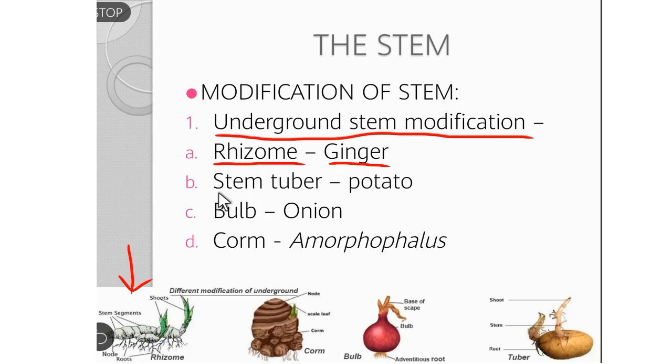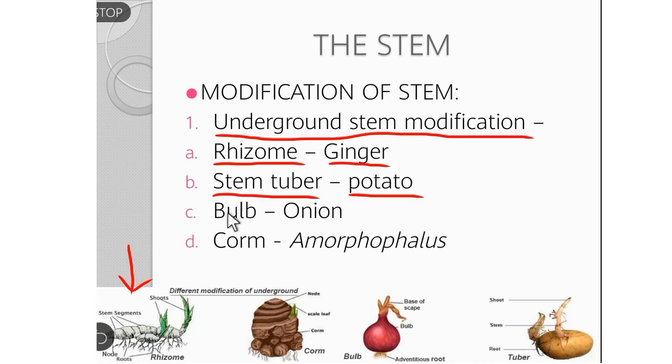Another modification is the stem tuber. Stem tuber is an underground stem modification. But what is the difference between a rhizome and a stem tuber? A stem tuber is also a rhizome, but of a bigger size. A bigger rhizome is called a stem tuber, hence a new name is given. The main example of stem tuber is potato.